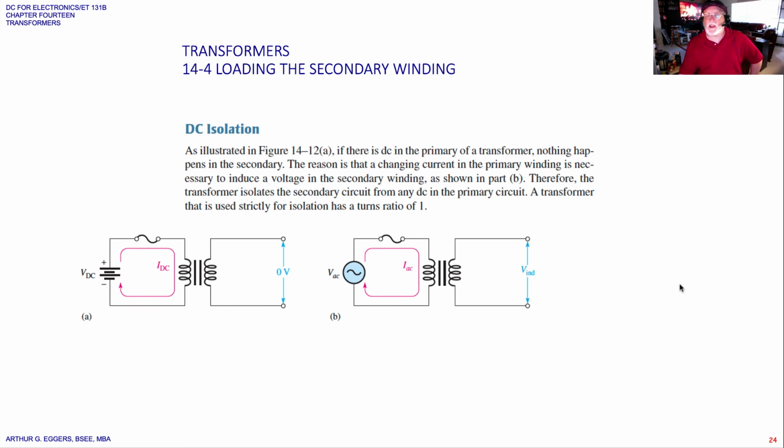Okay, so in the next section when we come back, we're going to look at something called DC isolation. How do we use a transformer to isolate one part of a circuit or one signal from the other when we do not want a direct application of the input signal to be part of the output signal?